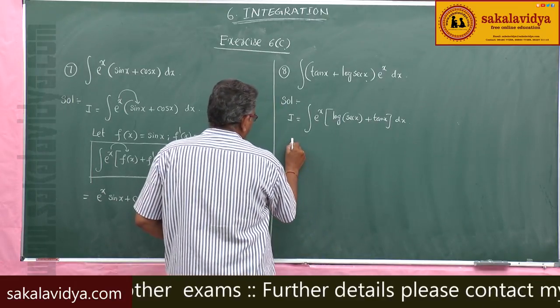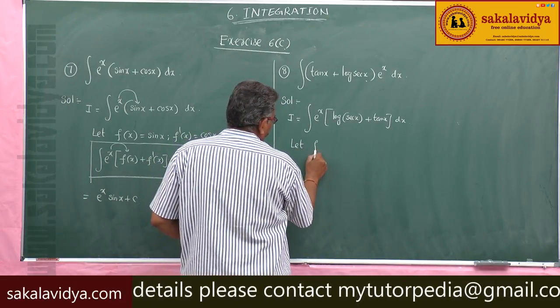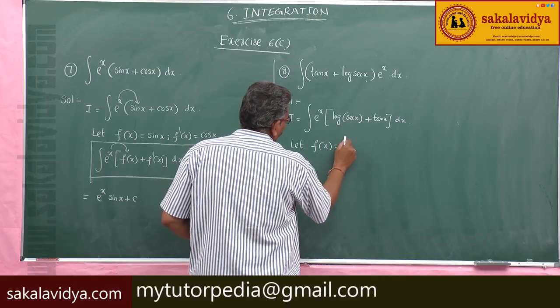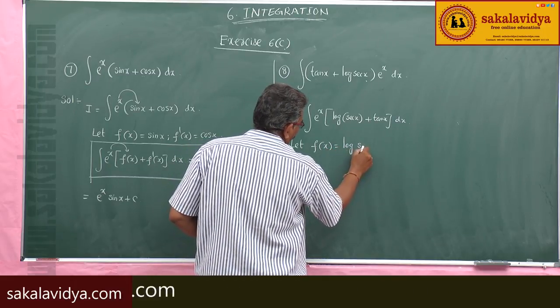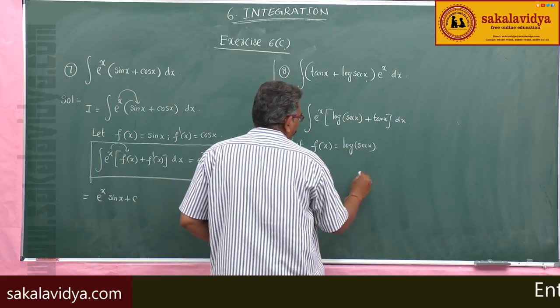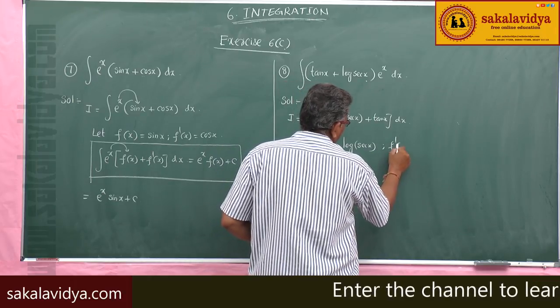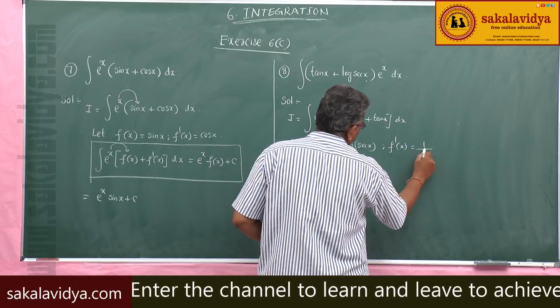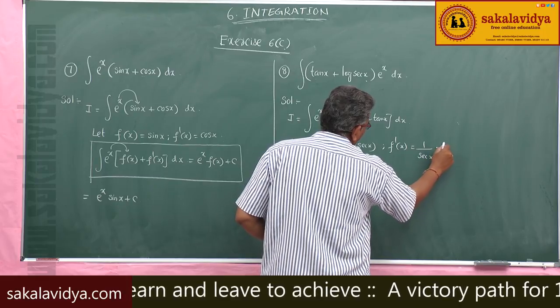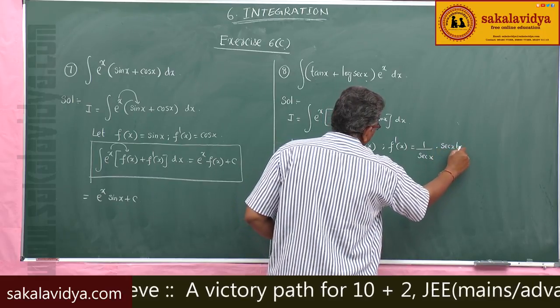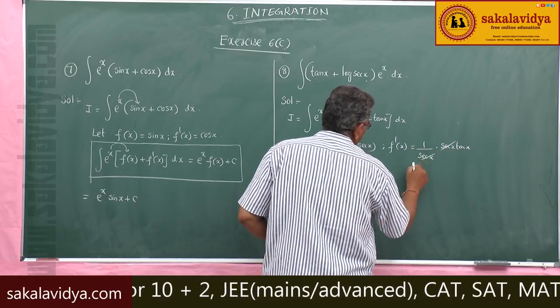So that means let us suppose f of x is equal to log secant x. Now, f dash x is equal to 1 by secant x into the derivative of secant x, which is secant x tan x. Both cancel, giving tan x.